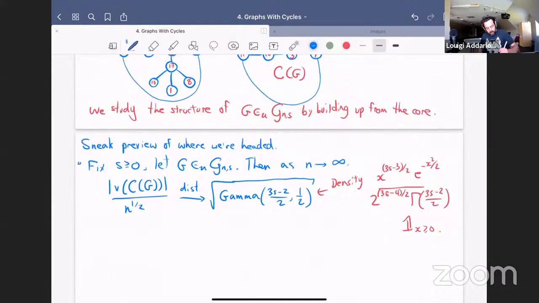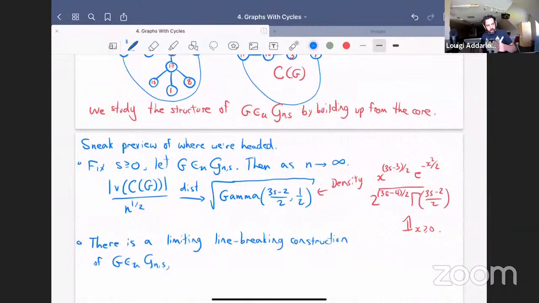And so that's the first part. We can understand the total length of the core. We'll also need to understand the shape of the core. I won't give you a sneak preview of that. It's coming pretty soon. But also, if we want to build up from the core to the whole graph, then there is indeed a limiting line breaking construction of this uniform graph, starting from the core, and which generalizes that which we saw for the trees.